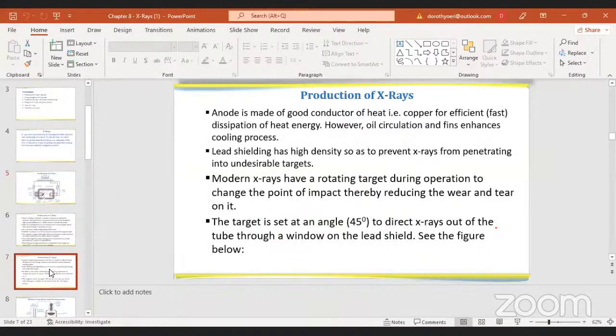Now, I was indicating that lead is used as shielding. Why? Because it has a high density, and that can prevent any stray X-rays from going outside the tube. Now, that is the old type of X-ray tube. Nowadays we have a modern type of X-ray tube where the target, instead of being stationary, rotates. Why is rotating important? To reduce the wear and tear.